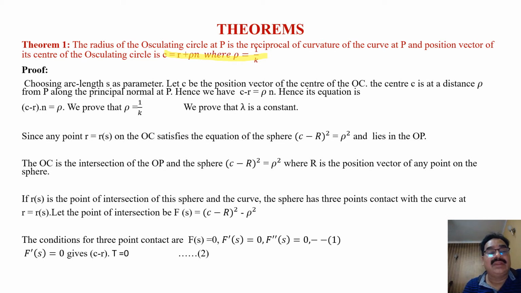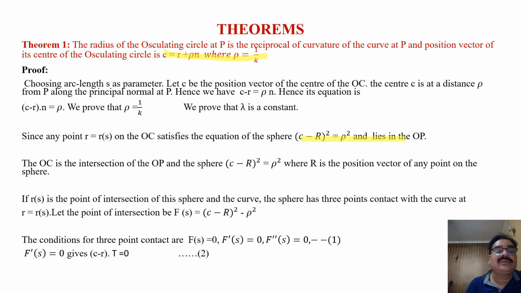Hence, its equation may be written as C minus R dot n is equal to rho, and we have to prove that rho is equal to 1 by K. We also prove that lambda is a constant quantity. Since any point R equal to R(s) on the osculating circle satisfies the equation of the sphere, you can write C minus R whole square is equal to rho square, and it lies on the osculating plane.